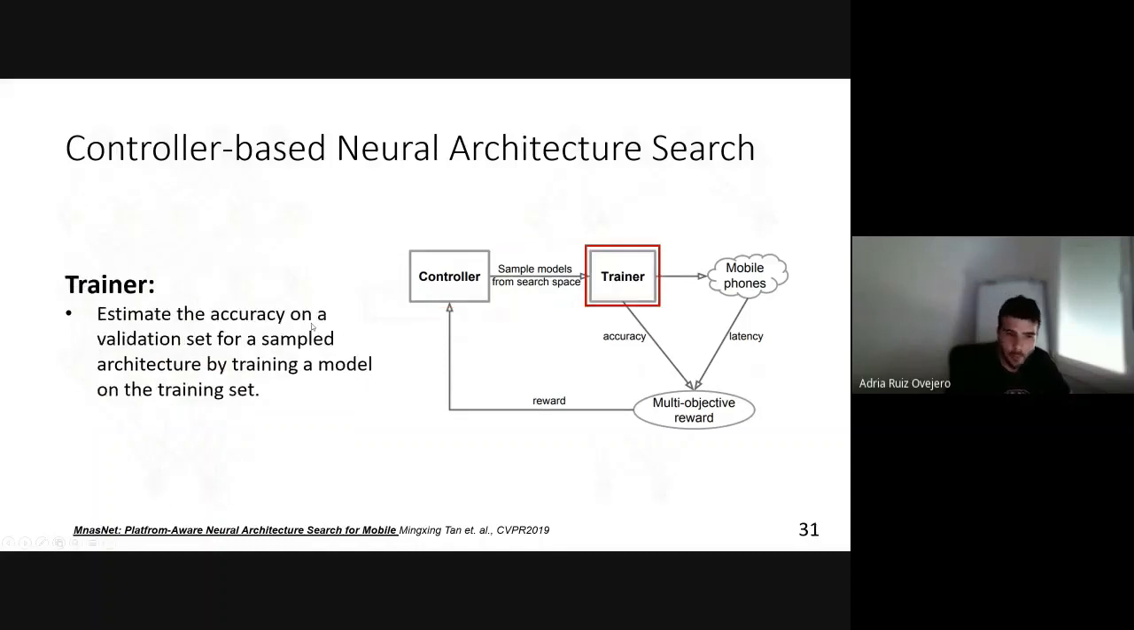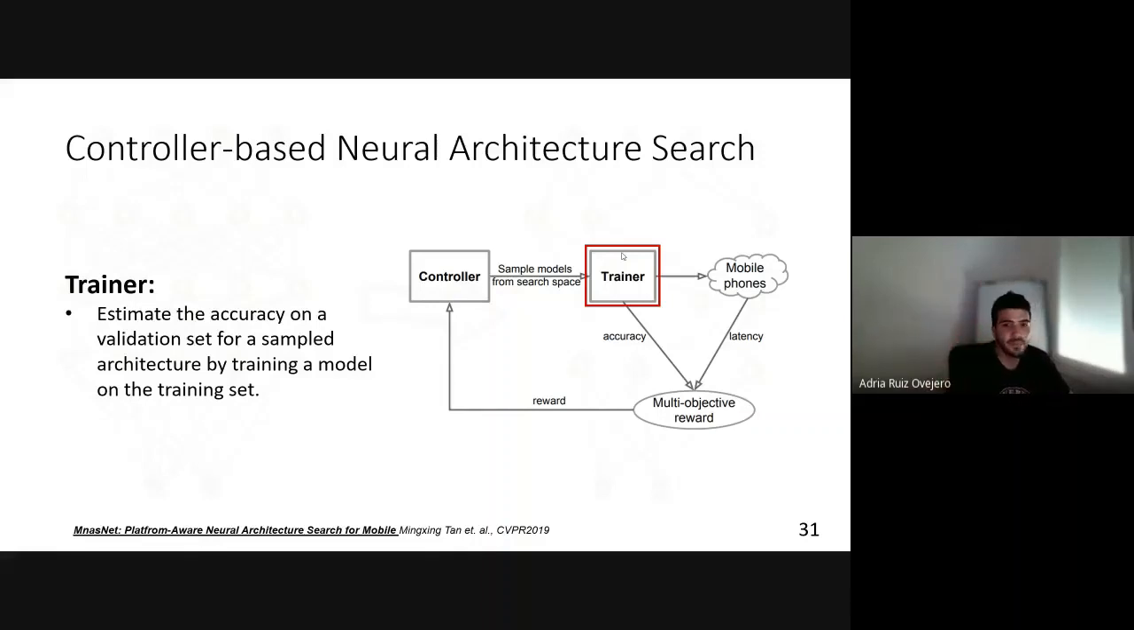Because the second component is the trainer. What the trainer does is get architectures that are sampled by the controller, and we take these models and train a model with that architecture on the training set or validation set or whatever you want. So you get this architecture, you fix it, and you do standard training over the weights of the network.